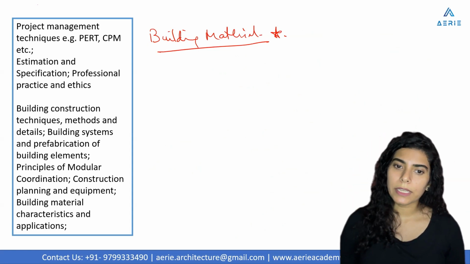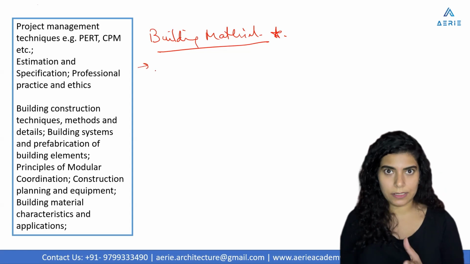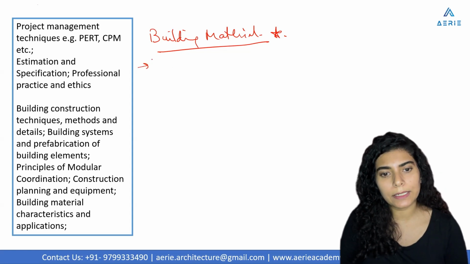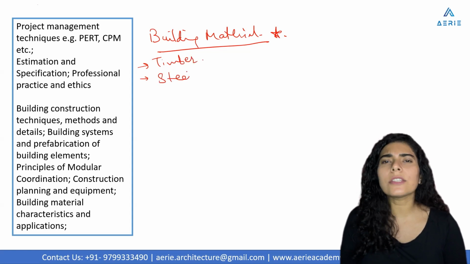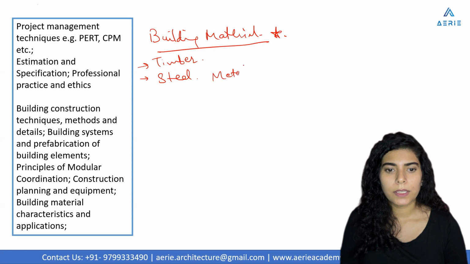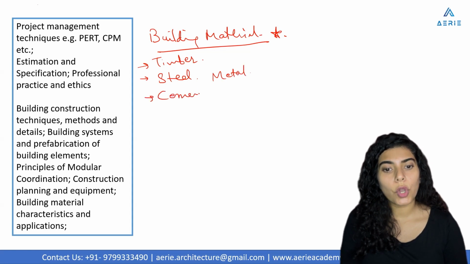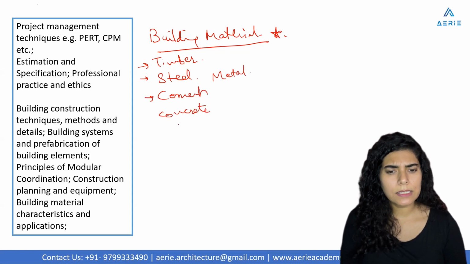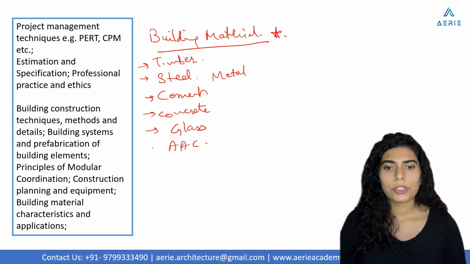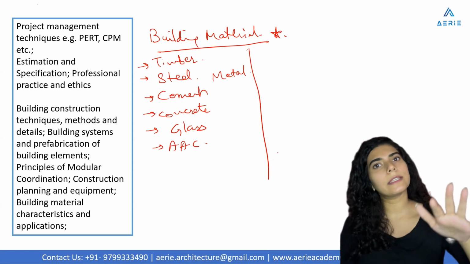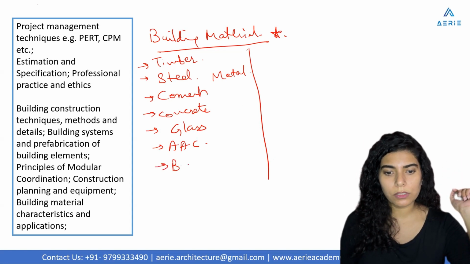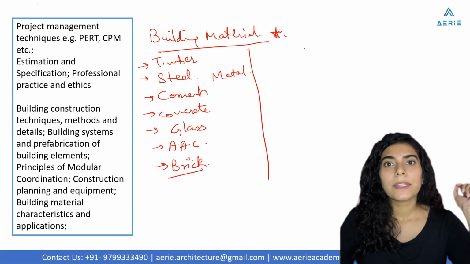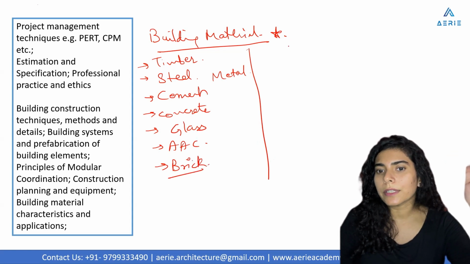Okay, so under this there are a few materials that I suggest you go through, like timber, then your steel, or in general I can say metal, cement, concrete, glass, AAC. You can cover that, right? So these are more or less the most important materials that you need to cover, or you can say brick also.